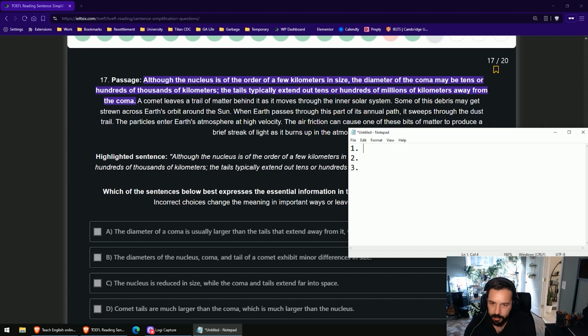So one, we mentioned the size of one object. So let's say N is large. And then we have the other one, let's call it D. The coma is larger than the nucleus. And then we have the tail. Tail is largest. So the test is just giving you three different objects and their size and how they are related. One is large, one is larger than the previous one, and one is larger than both of them, making it the largest.